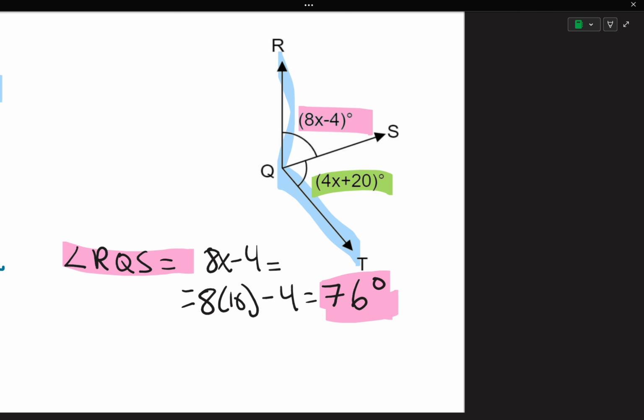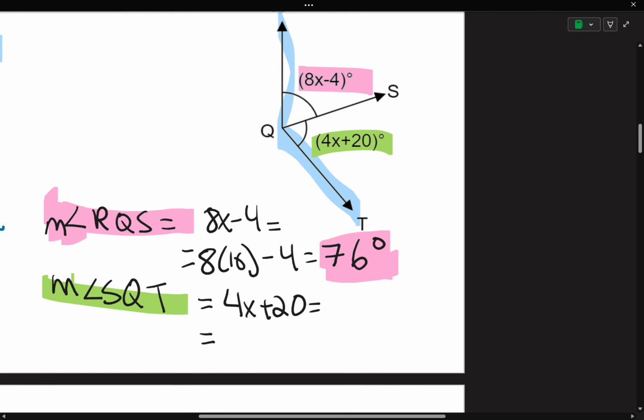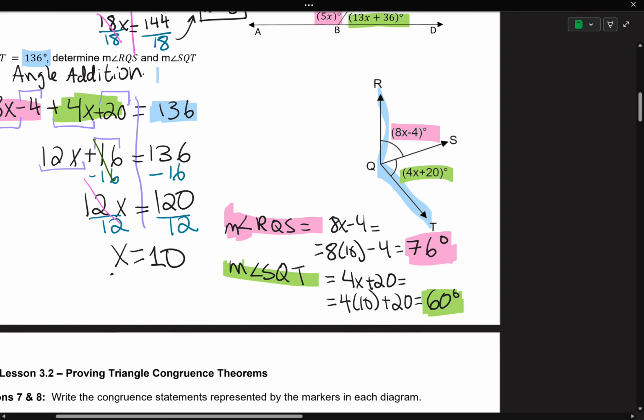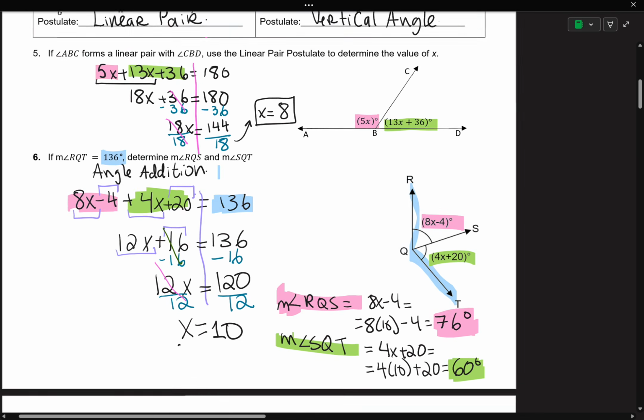Now let's do the same thing for measure of angle SQT. That's this green one. This one started off as 4x plus 20. We're going to plug in x, which is 10. 4 times 10 is 40, plus 20 is 60 degrees. And if you do some quick math in your head, 76 plus 60 does in fact give us 136. Fantastic.